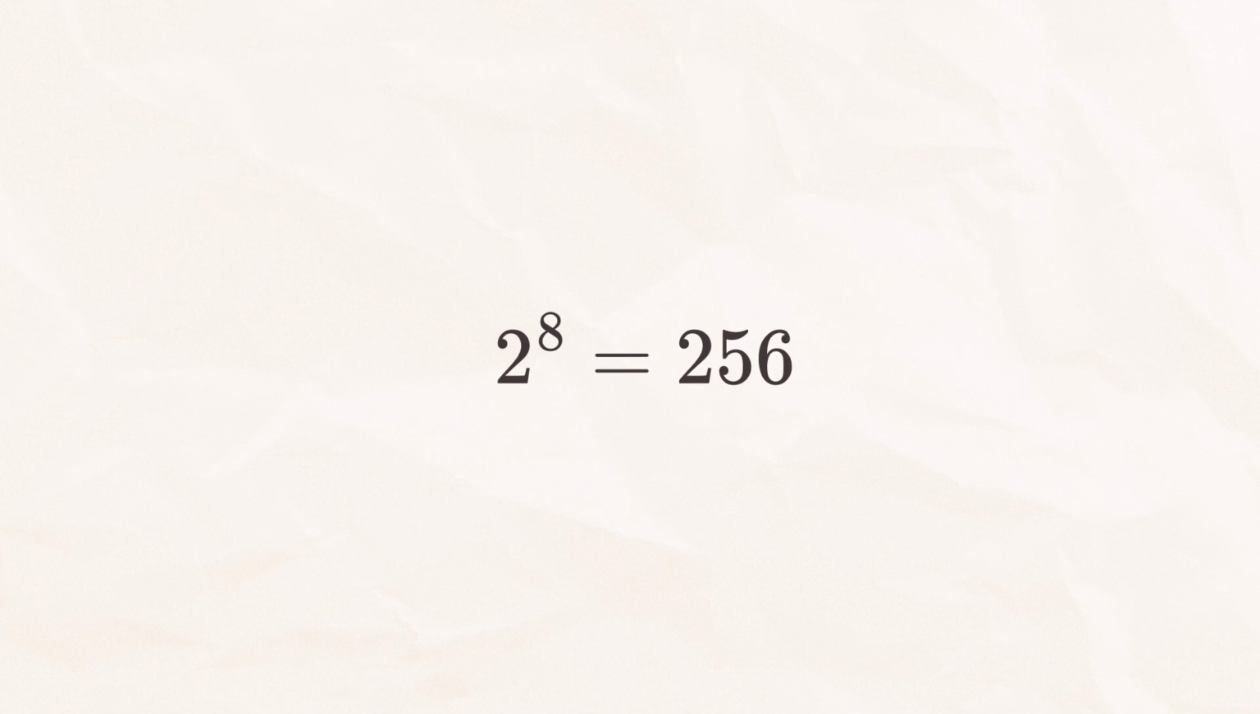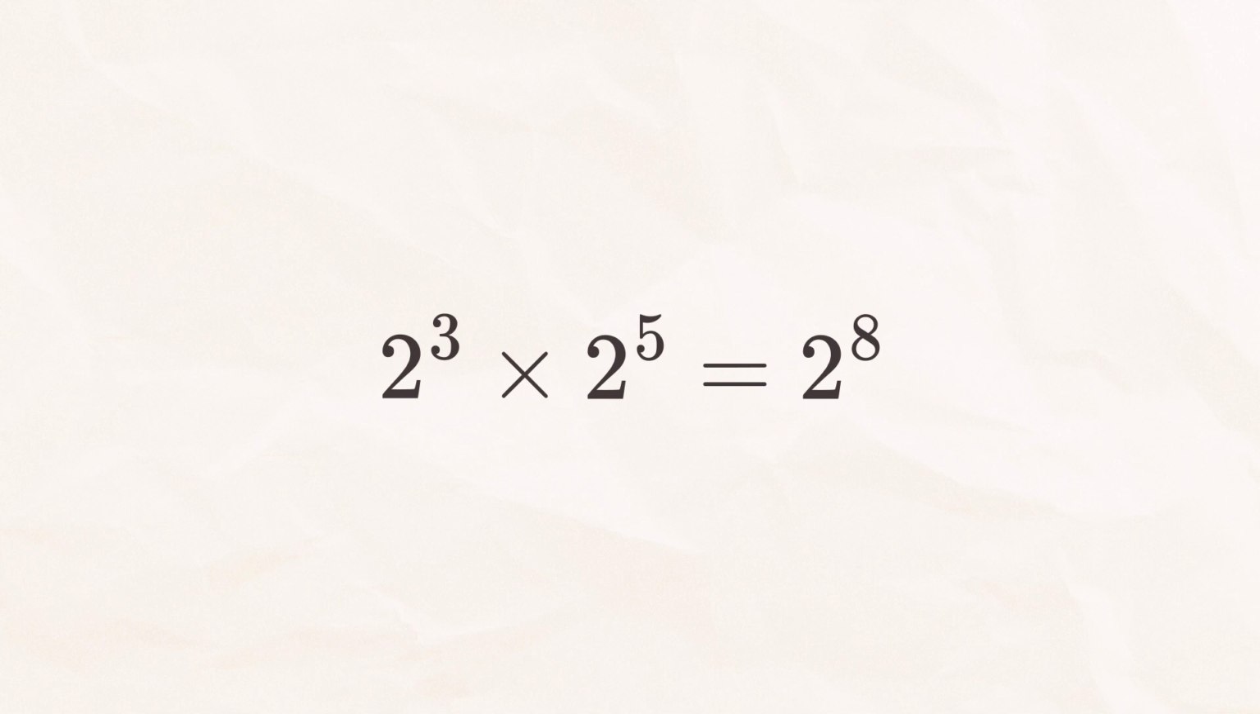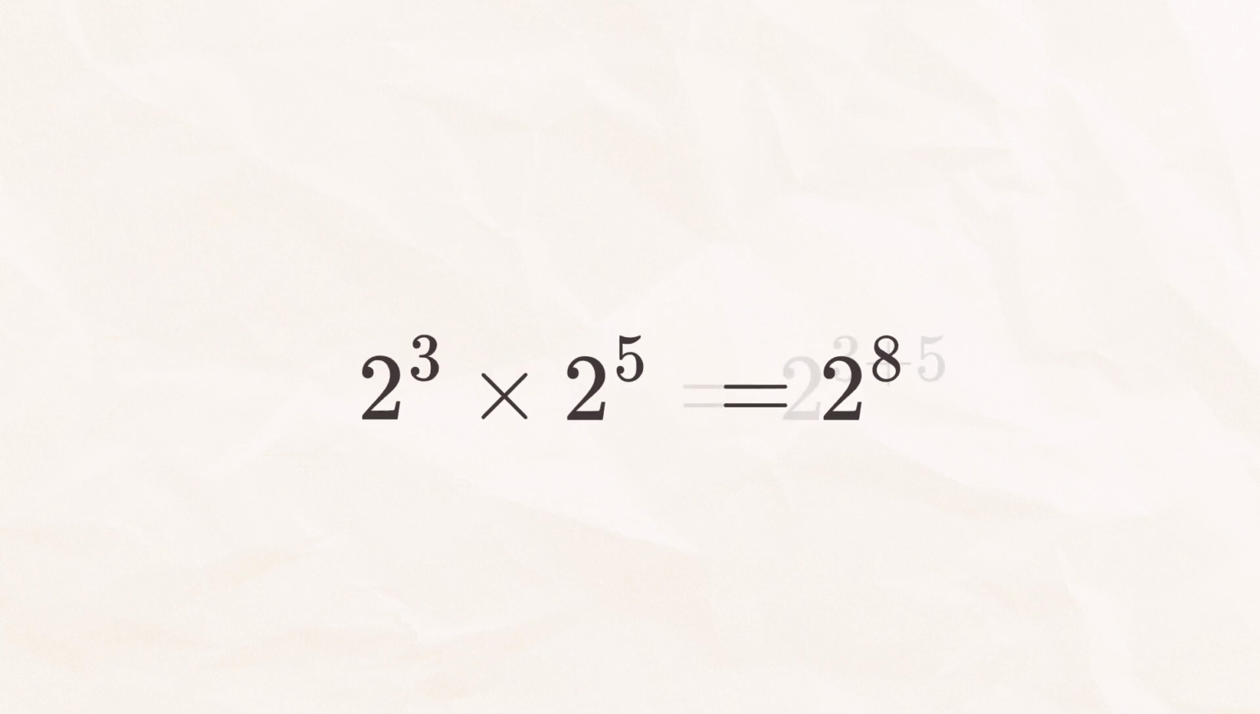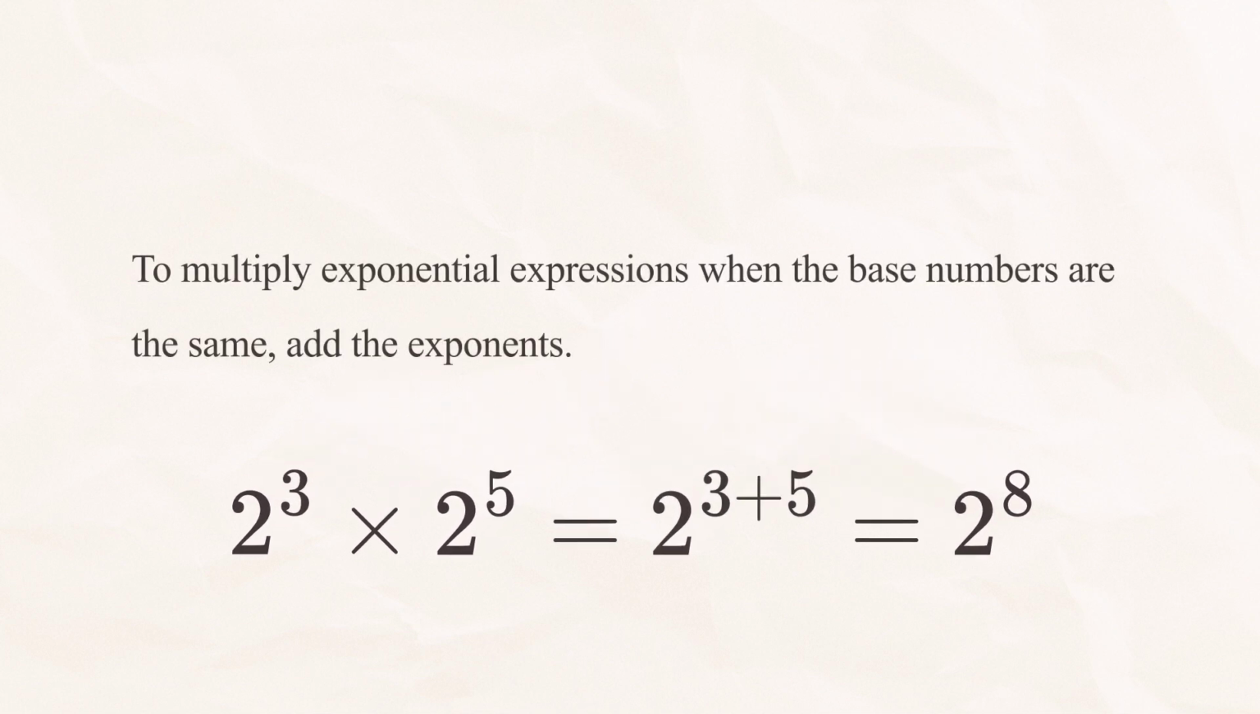Now wait a second. That original expression, 2 to the third times 2 to the fifth, equals 2 to the eighth. 2 to the third times 2 to the fifth equals 2 to the eighth? Isn't 3 plus 5 equal to 8? Yeah, and that's the rule for multiplying exponential expressions when the base numbers are the same. To multiply exponential expressions when the base numbers are the same, you just add up all the exponents.